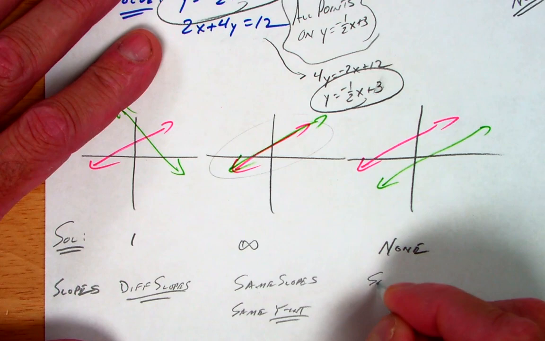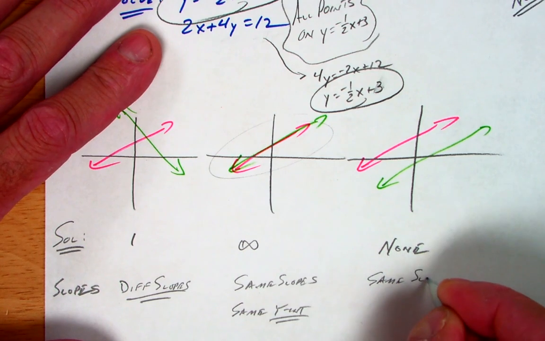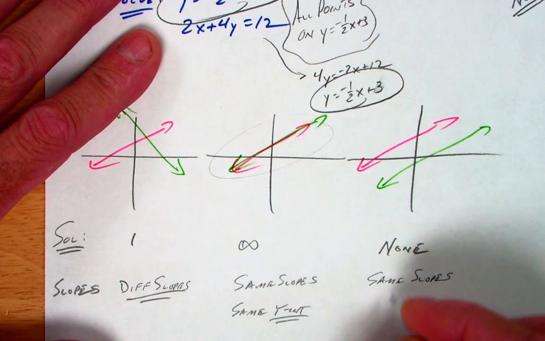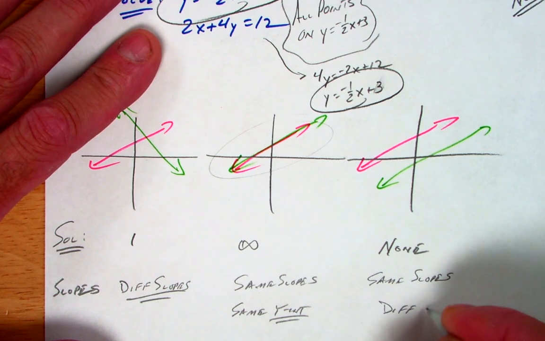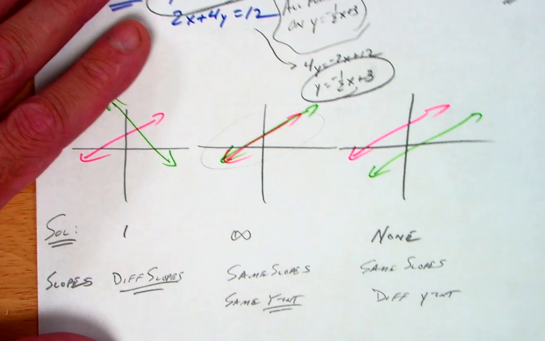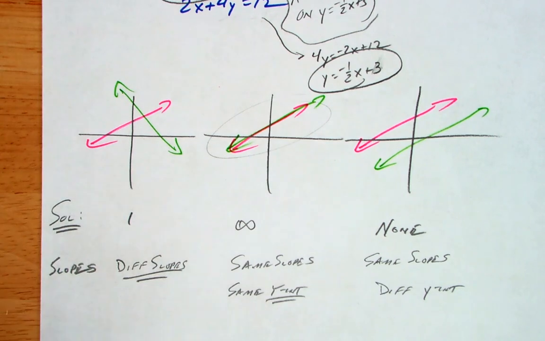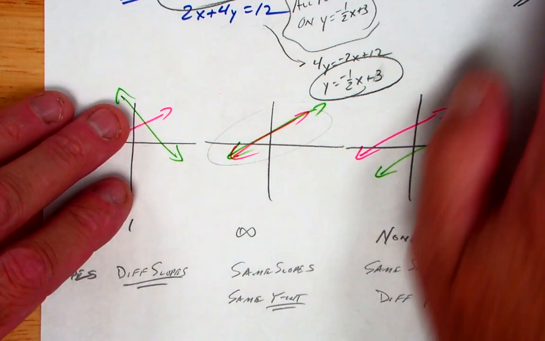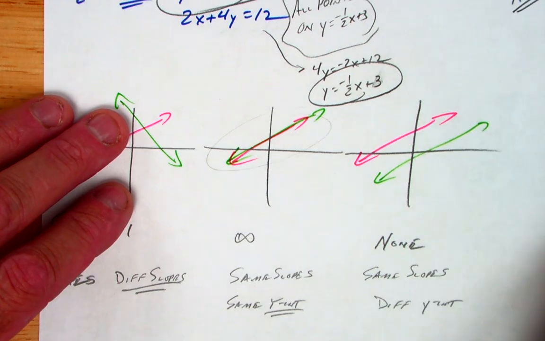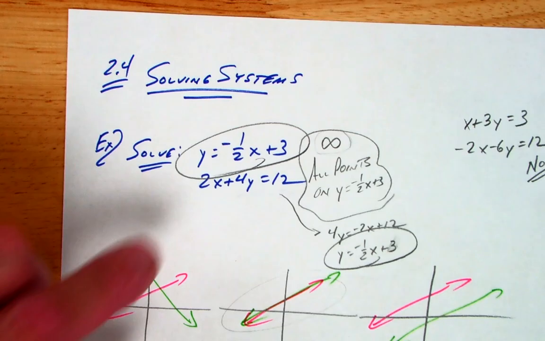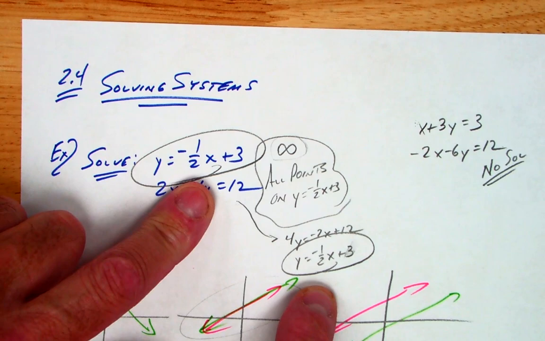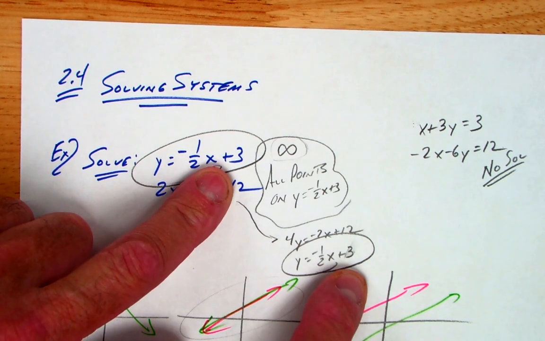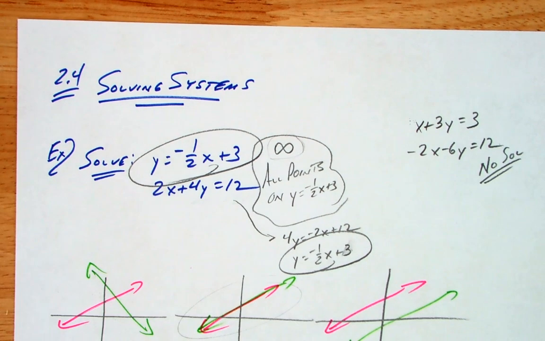Okay? So these have the same slopes and different y-intercepts. So I'm going to save you guys some time here, and I'm just going to show you what we've already done. If you get y by itself, and they have the same slopes, same y-intercept, they're the same line. And you have infinitely many solutions.